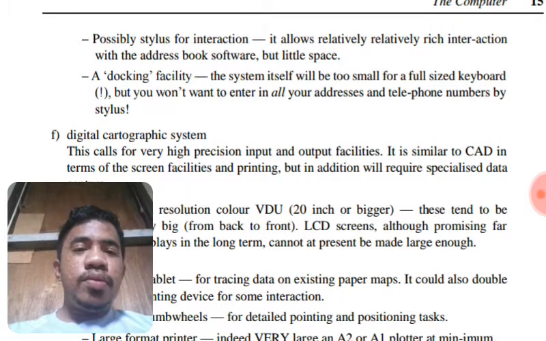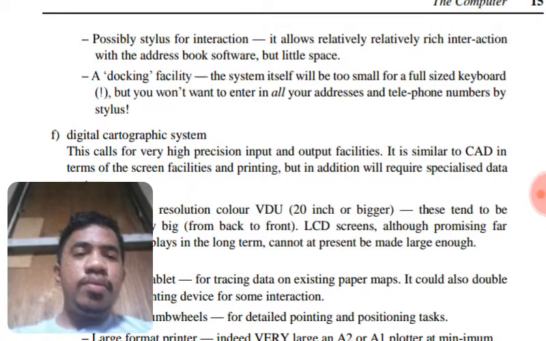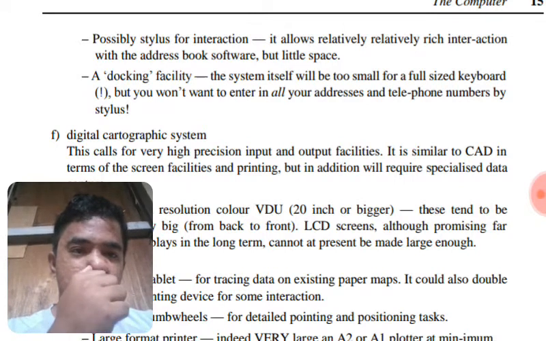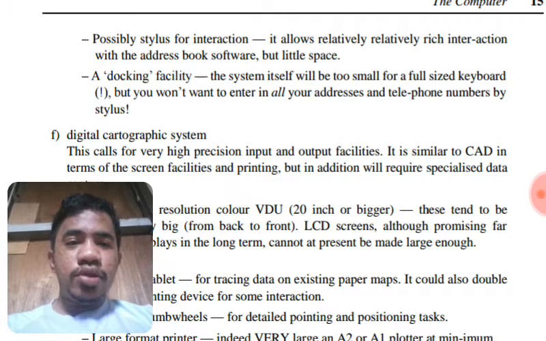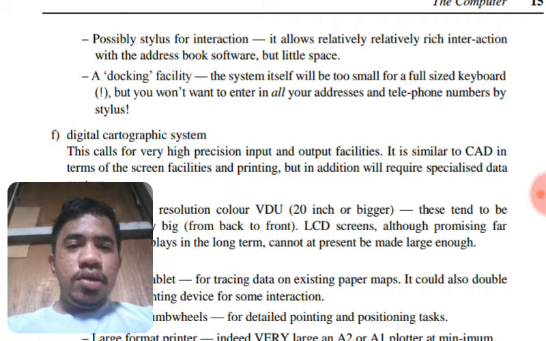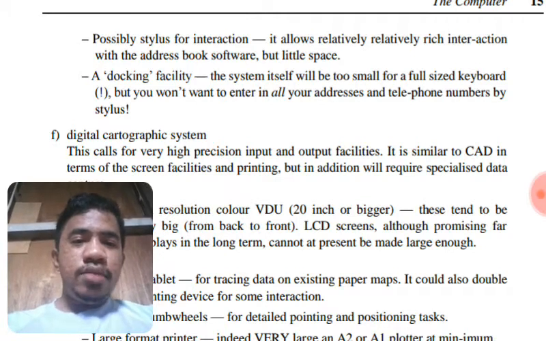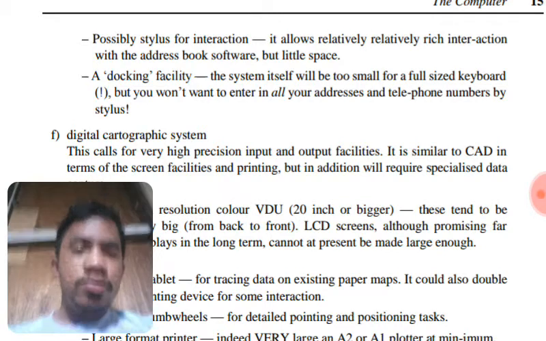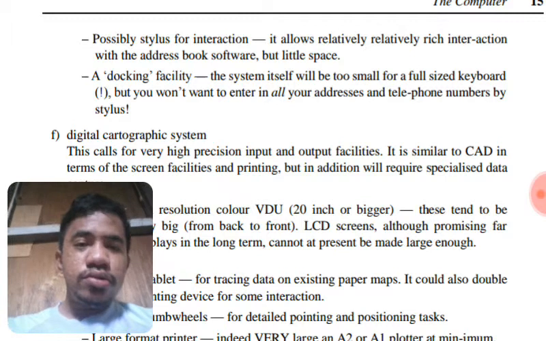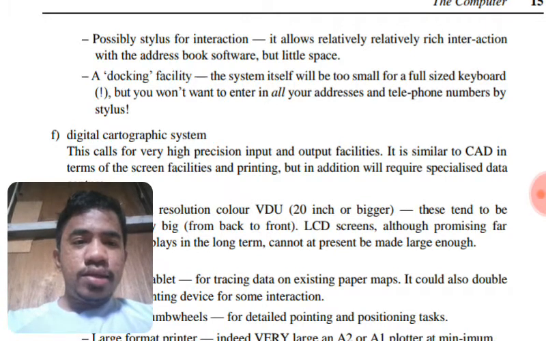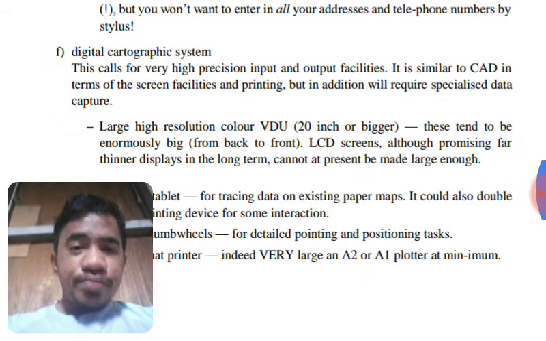Possibly a stylus for interaction. It allows relatively rich interaction with the address book software, but in little space. A docking facility. The system itself will be too small for a full-size keyboard, but you would not want to enter all your addresses and telephone numbers by stylus.